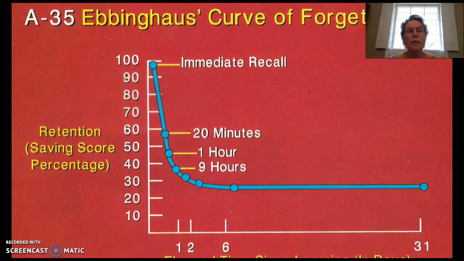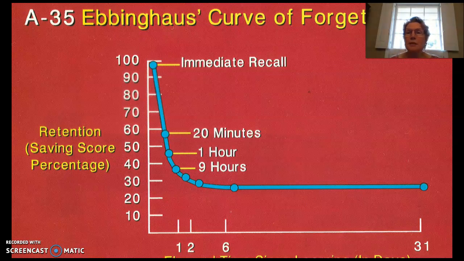So if he tried to recall the nonsense syllables immediately, he did quite well. But if he waited even 20 minutes, his memory went down quite a bit. And then you can see different amounts of time. And it got to a point where, a little bit after a day had passed, that was about as good as his memory was going to get. And it was about 30%. So he just was the first to describe this.